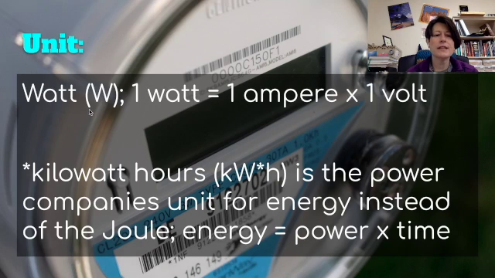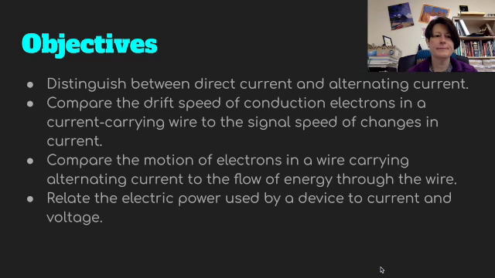The unit is the watt, and it's 1 ampere times 1 volt. But that unit is just too small, really, for the amount of power that we do use. So in the United States, what we use is the kilowatt hour, the power company's unit for energy instead of the joule. And energy equals power times time. We're going to use this equation in class.